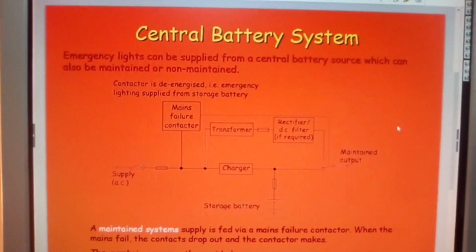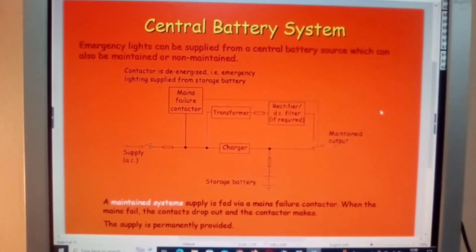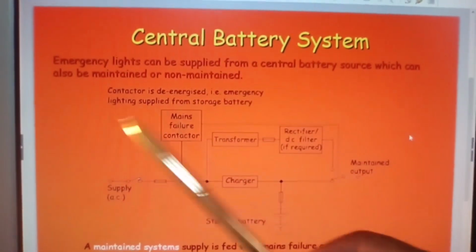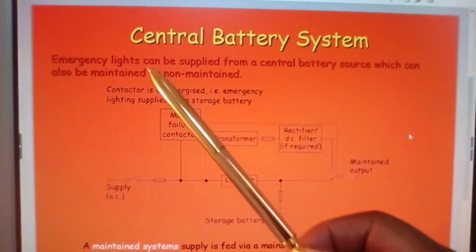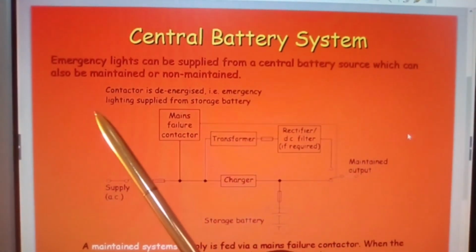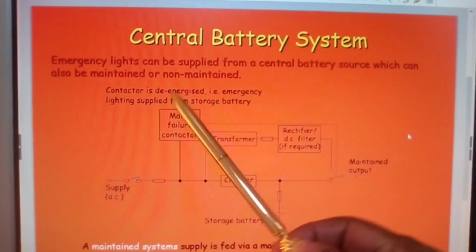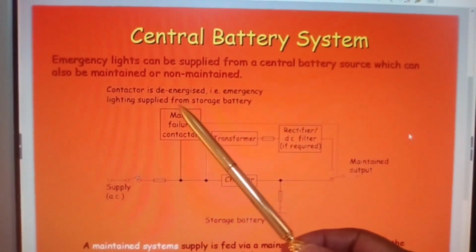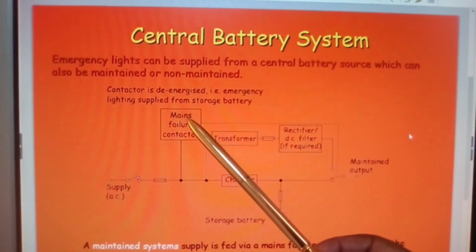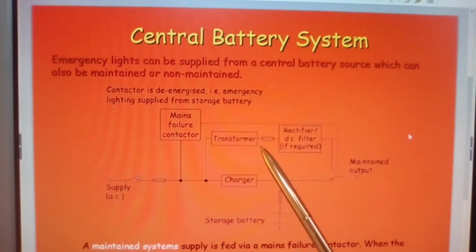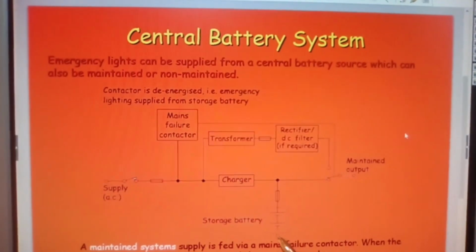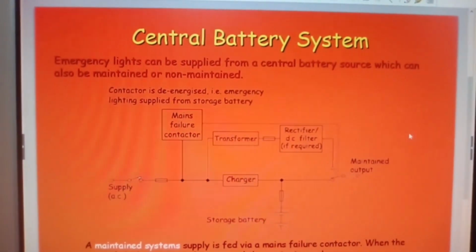And here we have a central battery. Let me just come back a bit, then move forward, bring it into view. Central battery system. Emergency lights can be supplied from a central battery source, which can also be maintained or non-maintained. Here we have a system contacted to de-energized, i.e. emergency lighting supplied from storage battery: mains failure contact, transformer, rectify to DC if required, charger, storage batteries, and that will bring your light on when it drops out.